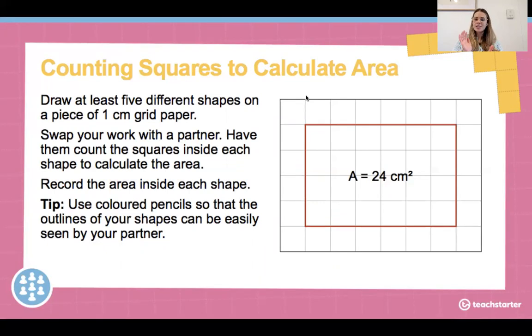You are going to draw 5 different shapes using your ruler. They can be any kind of shapes. Try to keep them on the lines if you can, because it will help your partner or your family member count the square centimeters, okay? You're going to use the square centimeters on your page to count the area. You might use colored pencils to help you count the shapes or color in the shapes, and then swap it with someone maybe in your house or in the class, and they see if they can work out the area. You might like to take a photo of this and upload it onto your Google document to submit to your teacher as well.